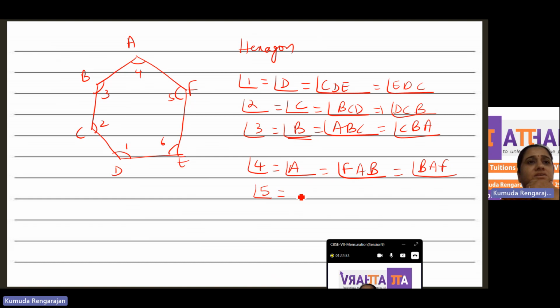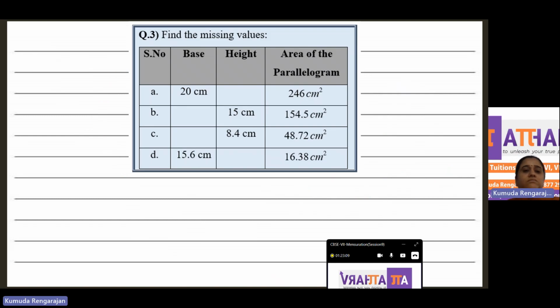First using a single letter. Angle F is equal to angle AFE, EFA. Did you understand that? Okay. Just for you to understand.